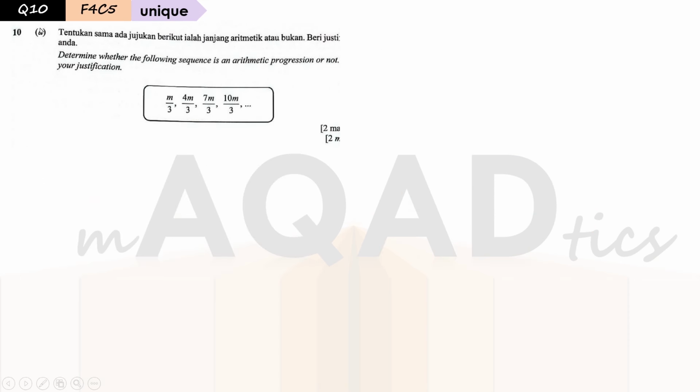For question 10, it goes back into progressions, and this time in part A, it focuses on arithmetic progression, and in this question they are asking us whether this sequence is an arithmetic progression or not, and we need to prove it. Alright, so let us recall what an arithmetic progression is.